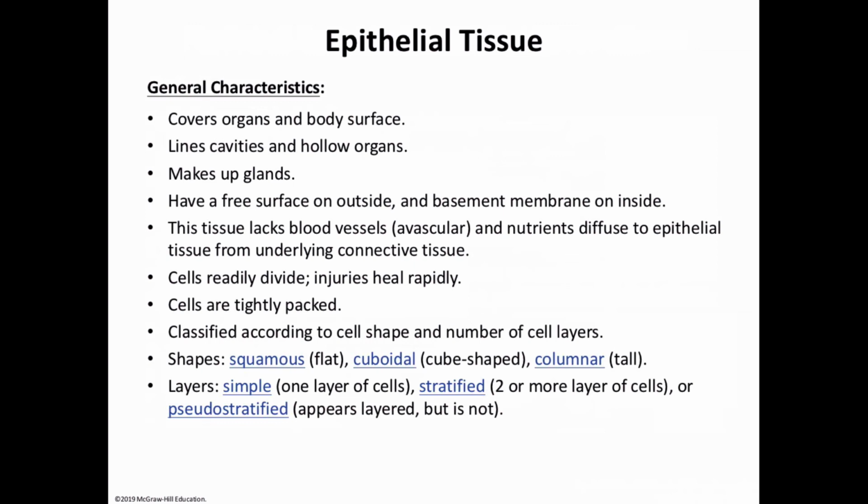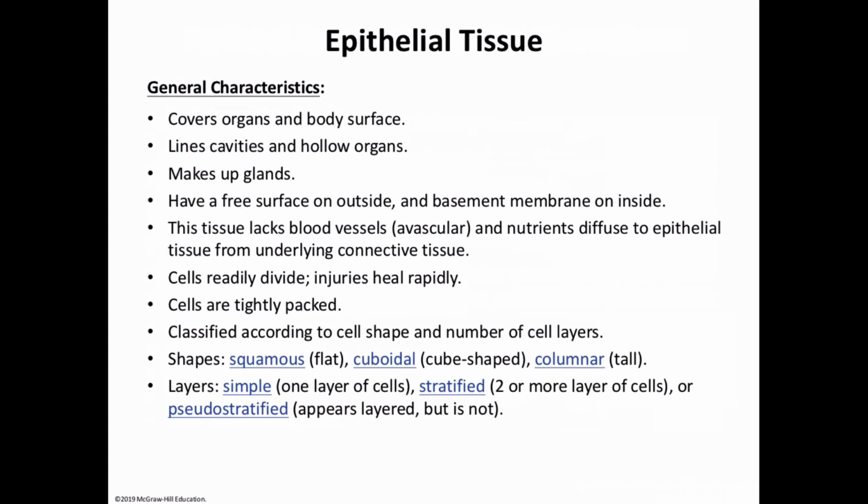So now that I've classified the cells by shape, I'll classify these epithelial cells by layer. There are only two different ways to be classified, at least that we'll be using. First things first will be simple. Simple means one layer, such as simple squamous, simple cuboidal, or simple columnar. That just means that it's one layer of squamous cells, or one layer of cuboidal cells, or one layer of columnar cells.